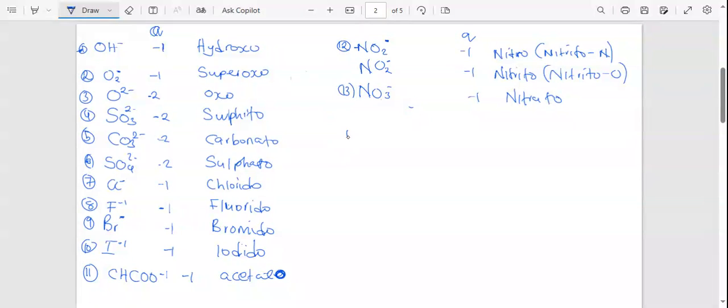Let me give you one example or two. I can start with the well-known one, which is H2O. This H2O has a charge of 0, which is just neutral. Then what is the name? We call it aqua. Aqua as the ligand. So that's the name for water.